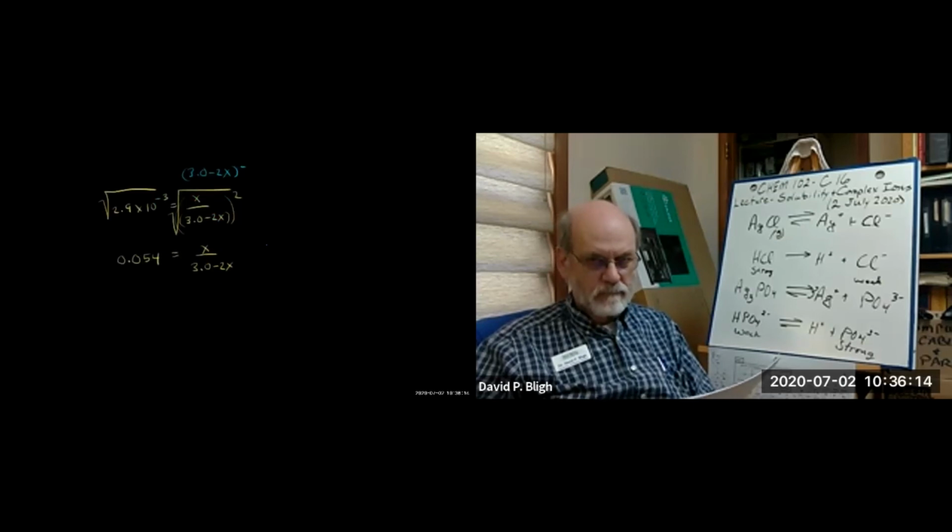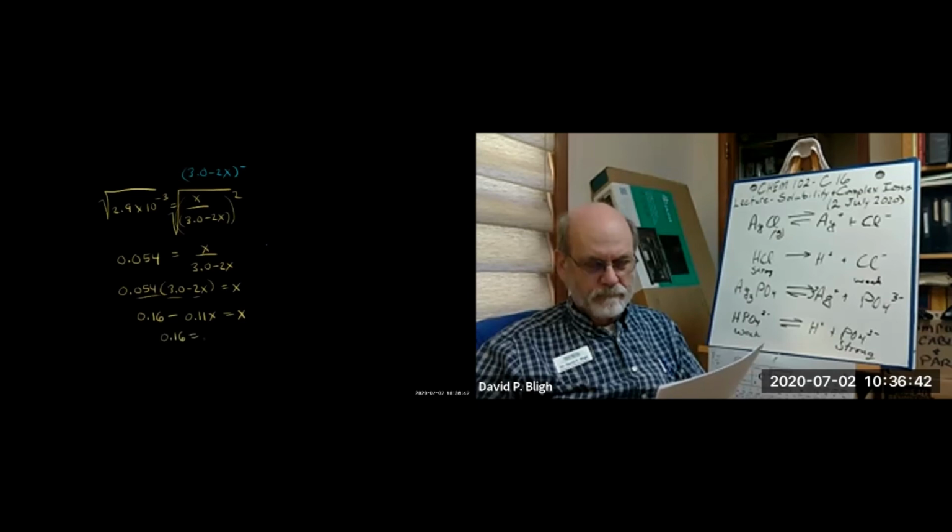So we can multiply both sides by 3 minus 2x. When we do that, we need to multiply 0.054 by 3, and if you round that, you're going to get about 0.16. And 0.054 times 2 is approximately 0.11. So we have 0.16 minus 0.11x is equal to x. So we have 0.16 is equal to, we put both x's on one side. This is 1x, and this is 0.11x. So 1x plus 0.11x is 1.11x.